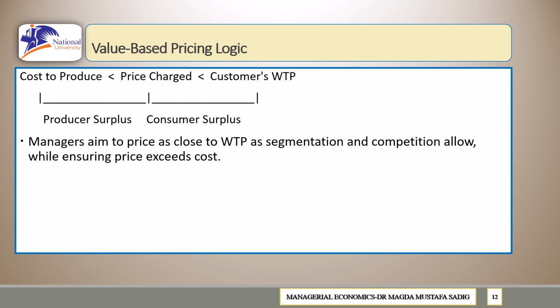Pricing should not rely solely on production cost. Instead, pricing should reflect customer value. The relationship is cost less than price less than customers' willingness to pay. The difference between cost and price becomes producer surplus. The difference between willingness to pay and price becomes consumer surplus. Effective managers balance both. If prices are too high, customers leave. If prices are too low, profits decline.